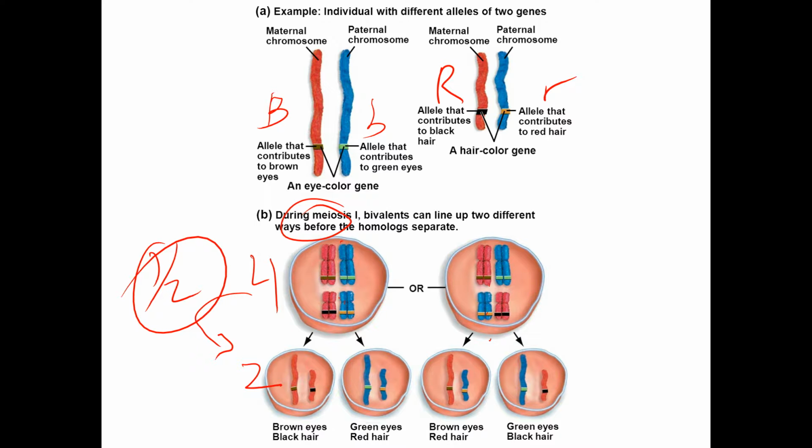So here we get a gametic cell, and it encodes for brown eyes, black hair. One encodes for green eyes, red hair. One encodes for brown eyes, red hair. One encodes for green eyes, black hair. So you end up with gametes with different combinations of chromosomes, which encode for different traits. So you end up with variation.